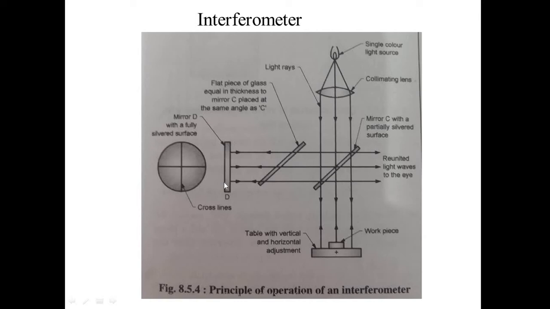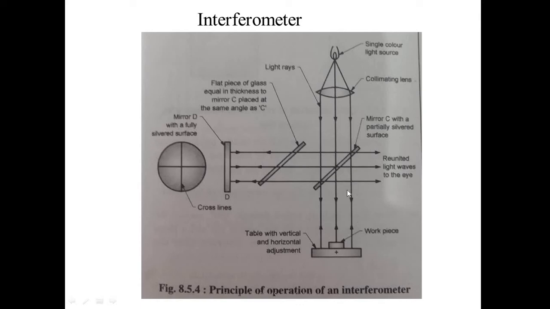Okay, fully silvered means nothing will pass. Nothing will refract. All the light falling on this mirror D will reflect back. All the light will reflect back from this surface. So that is a fully silvered surface.